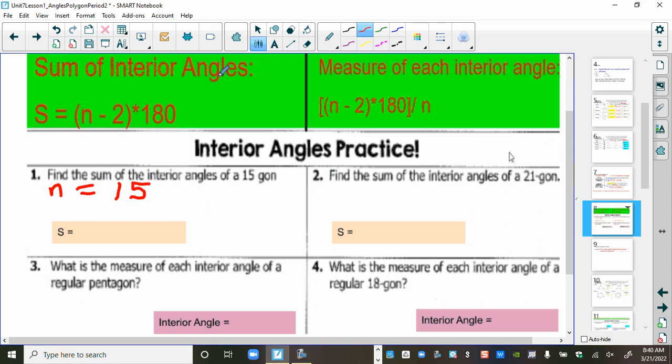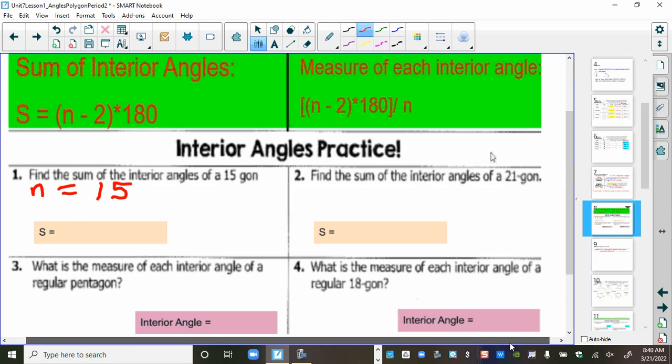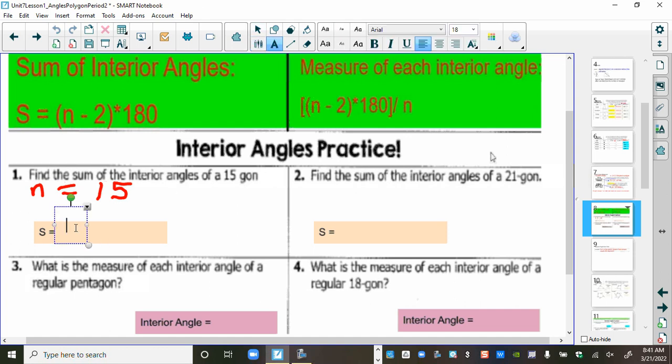So now the question is, do we use this formula on the left or the formula on the right? Use the one on the left. This one right here. So basically, you could do this in one shot in your calculator. Replace the n with the 15, and you're just going to type it in: 15 minus 2, multiplied by 180. That's all you have to do.